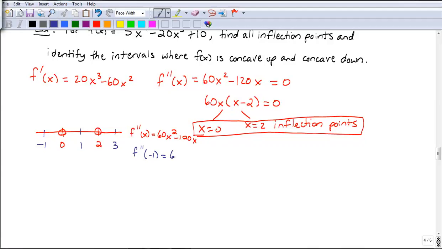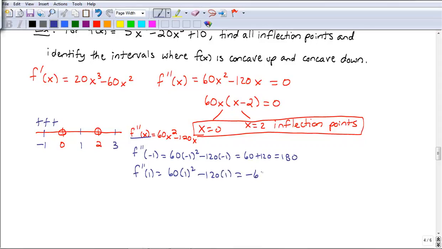When I plug in -1, I get 60 plus 120, which is 180, which is a positive. So it's the second derivative now. I know it's concave up here. I plug 1 into my second derivative. I get 60 times 1 squared minus 120 times 1. That's negative 60. The second derivative is negative, so it's concave down.